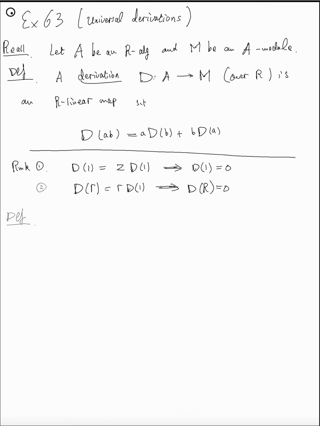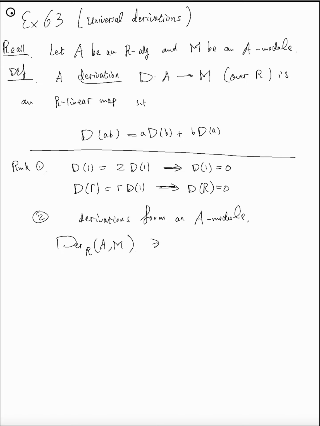So let's see, second remark. The derivations from A to an A module M are denoted Der over R from A to M. Okay, so you take D from there, and the action of A on D is defined, whatever element B is, to be just A of DB, because this is in M, which is an A module.